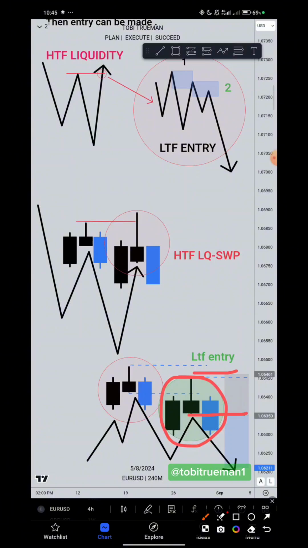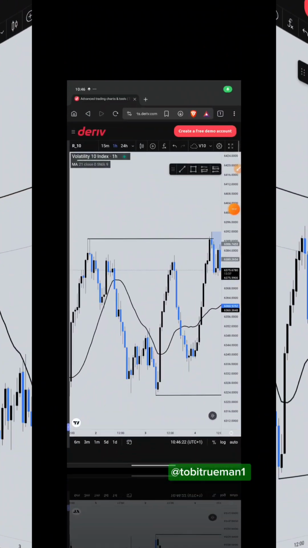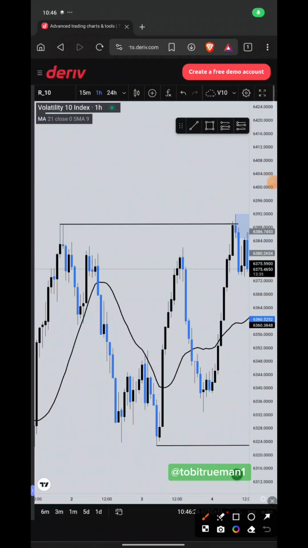It's very simple. Now let's look at how it is applicable on the real chart. Okay, looking at our synthetic indices, let's look at this chart. Price was making all bullish, bearish moves, pullbacks, different pullbacks.